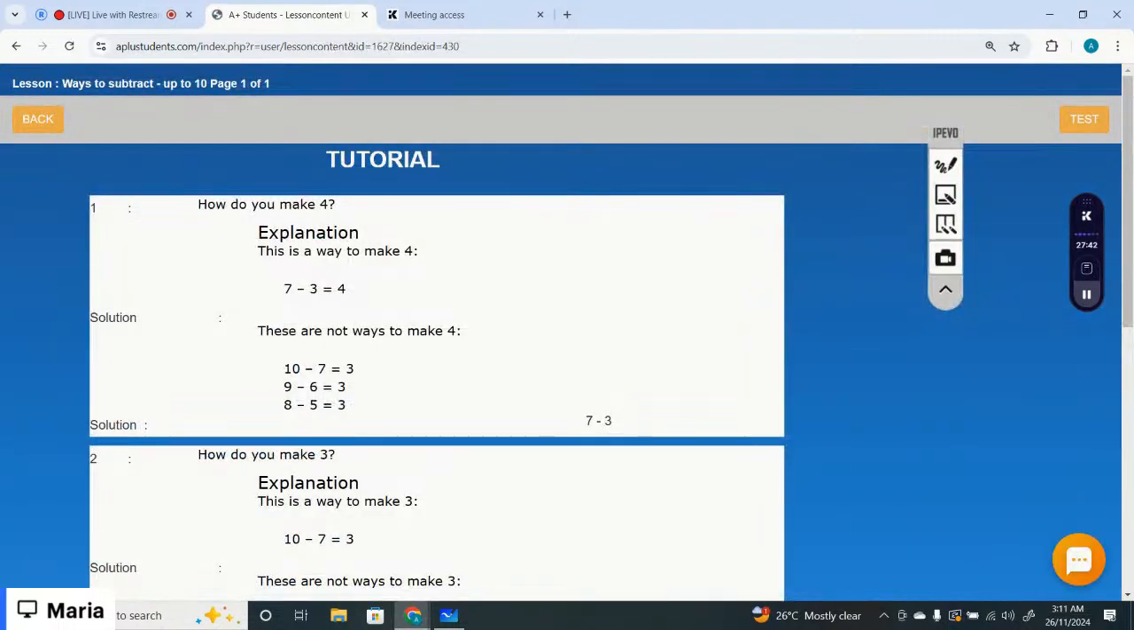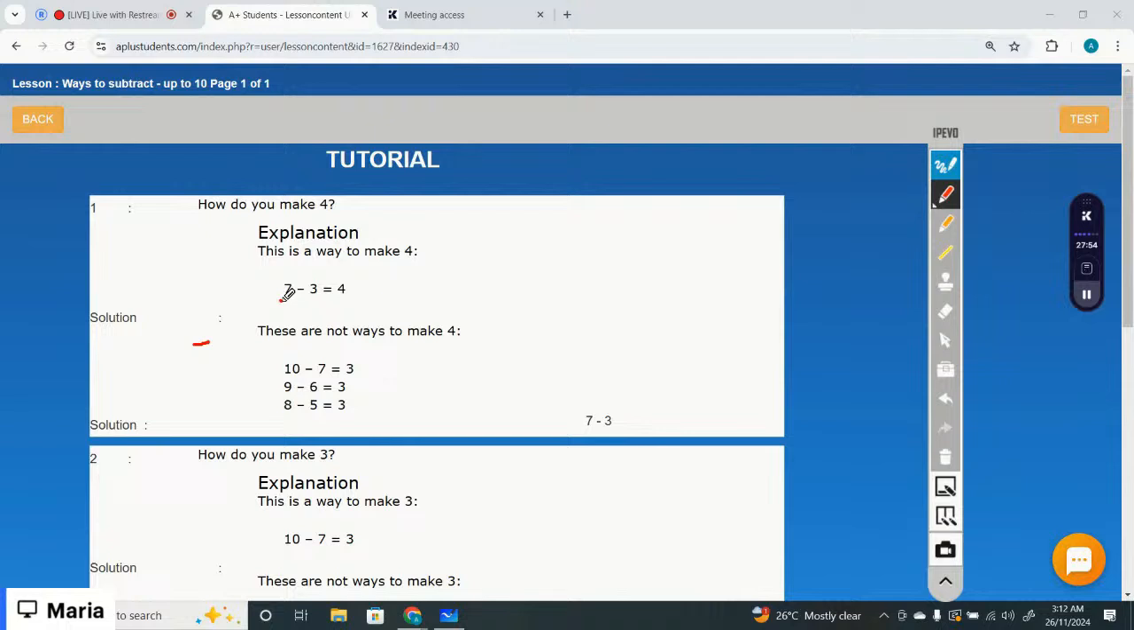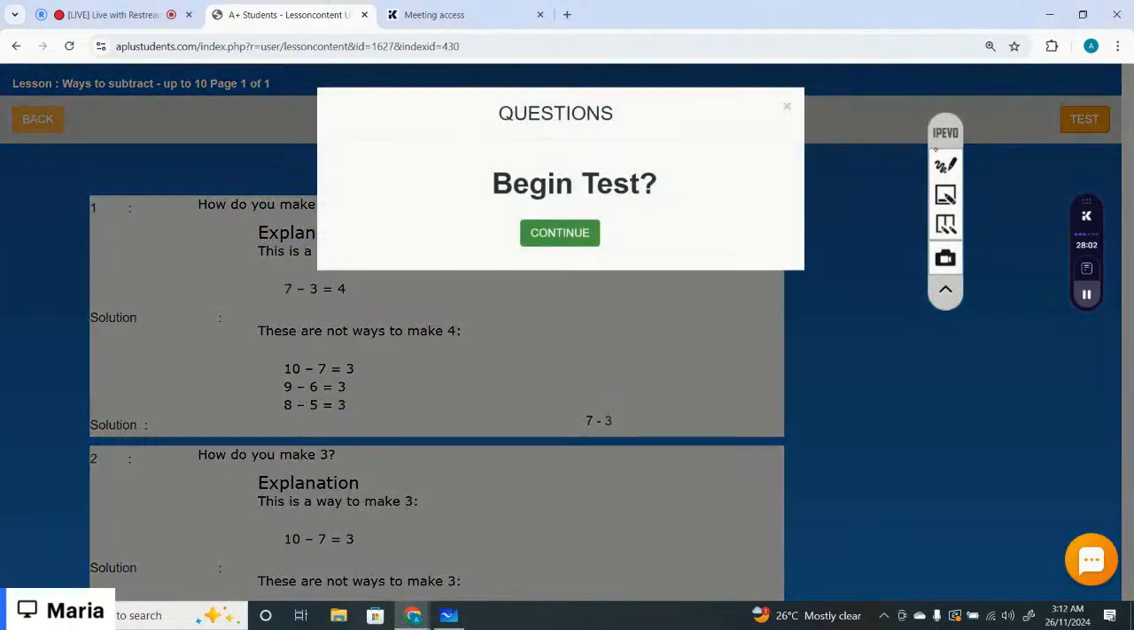How do you make 4? You are given four of the options. You need to select the one that makes four, right? So out of the four, the correct option is the one. 7 take away 3 is 4. You have to subtract and see which one makes 4, right? Let's just start with the test questions.